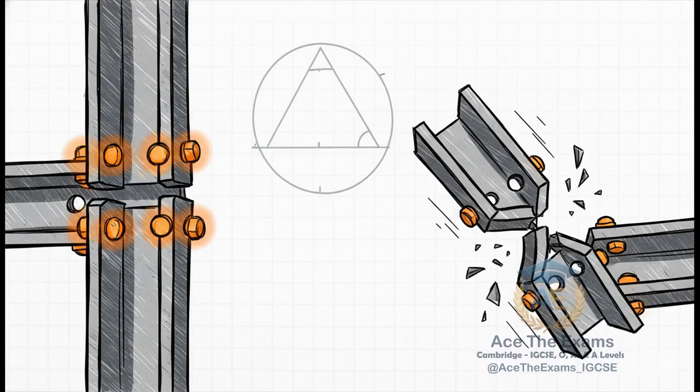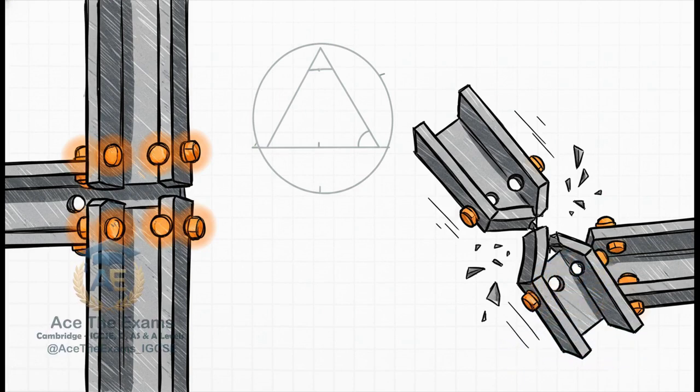Sam knows better. Sam questions the assumption. Can we actually prove it's a right angle using circle theorems? Does the line pass through the center? You cannot guess on a high-rise site. You must justify that decision numerically before you lock it in.